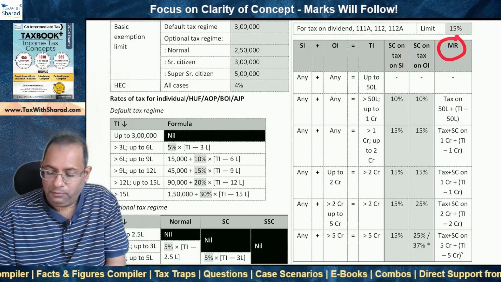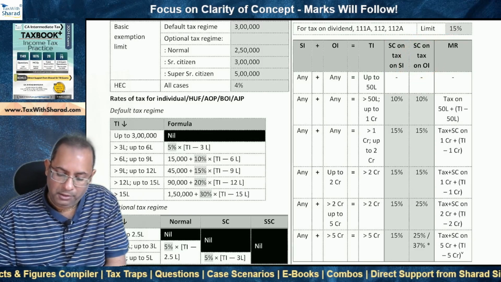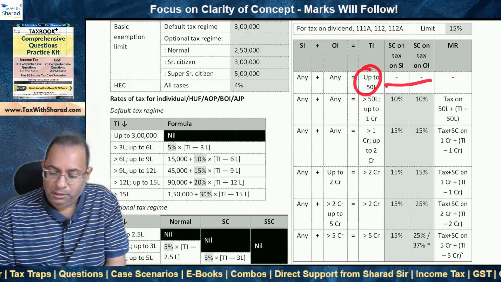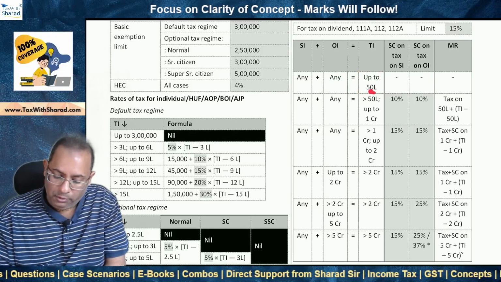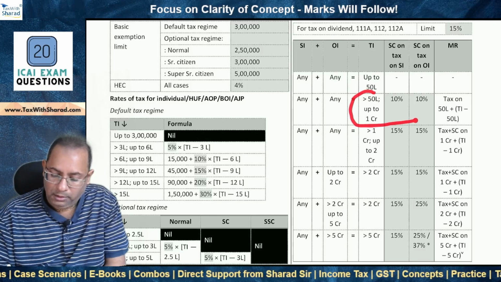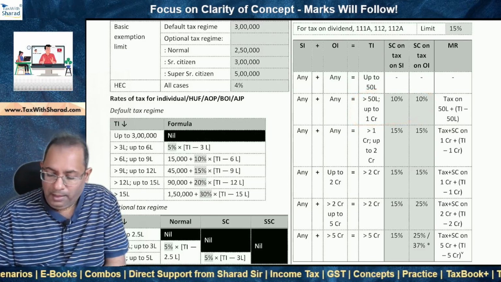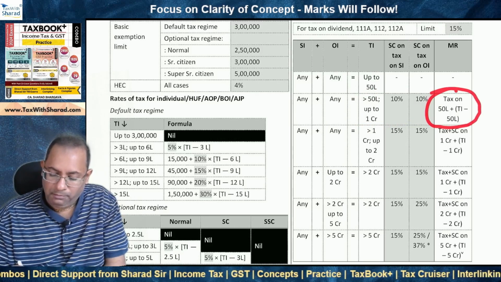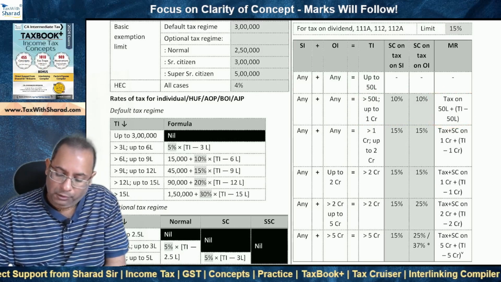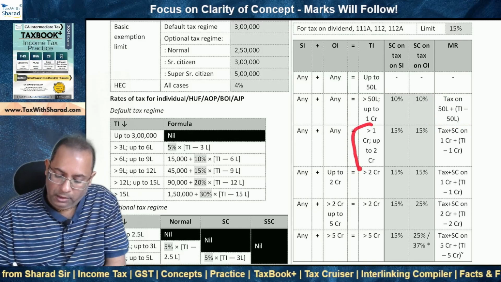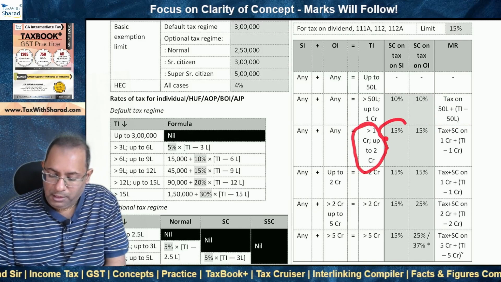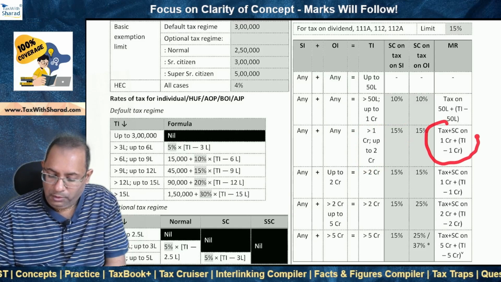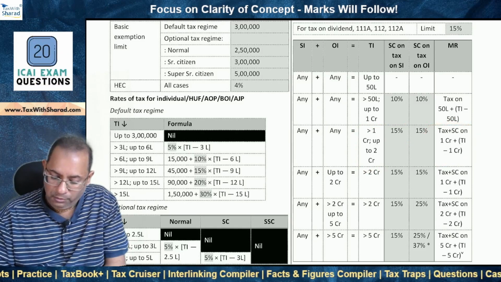And then there is the formula for determining the extent of marginal relief, MR. If total income is up to 50 lakh, there is no surcharge. If total income is more than 50 lakh and up to 1 crore, the rate of surcharge is 10%, and the marginal relief formula is tax on 50 lakh plus within bracket total income minus 50 lakh. If the total income is more than 1 crore and up to 2 crore, the rate of surcharge is 15%, and the formula for marginal relief is tax plus surcharge on 1 crore plus within bracket total income minus 1 crore.